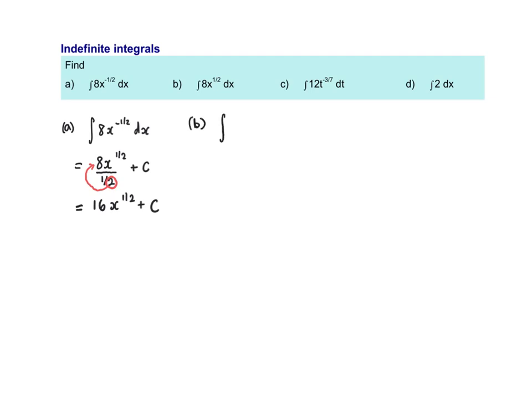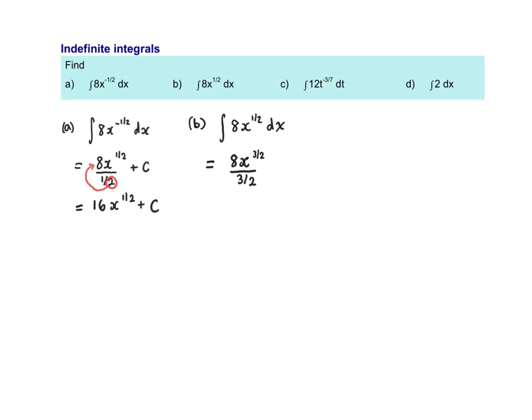This time it looks very similar, but there's a subtle difference in that the index is not negative. So we are integrating 8x to the power of a half with respect to x. So we take our 8x, we add 1 to the power, so a half plus 1 makes it 3 over 2, and then we divide by the new power. So we're dividing by 3 over 2.